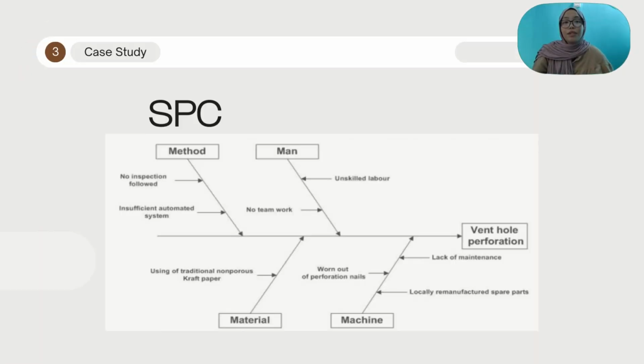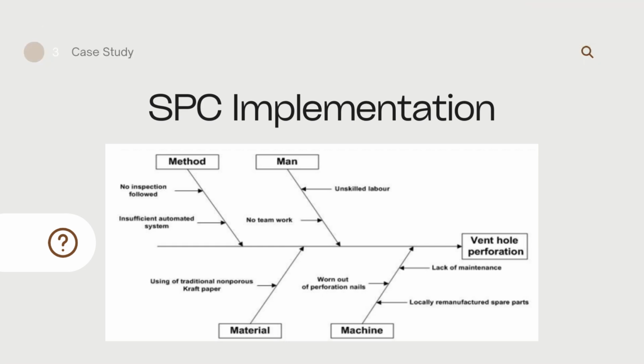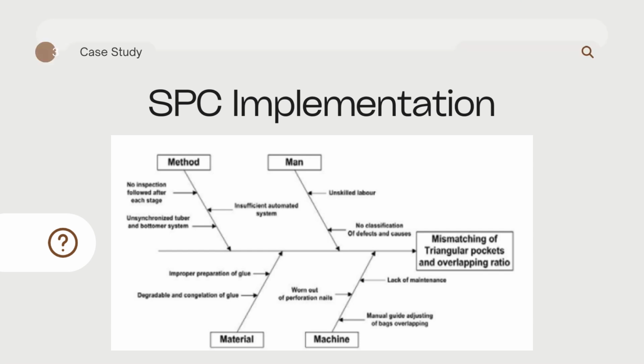This figure showed the fishbone diagram for the bag valve. There are 4 possible causes that cause the bag valve to defect, which are the man, method, machine, and material. The figure shows the fishbone diagram for the mismatching of triangular pockets and overlapping ratio. There are also 4 possible causes that include man, method, machine, and material.